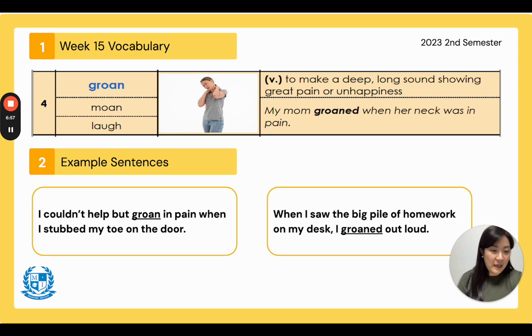Oh my goodness, I hate when this happens. It happens to me all the time. I always stub my toe on something. It means to hit your toe on something. So you're like, you groan.